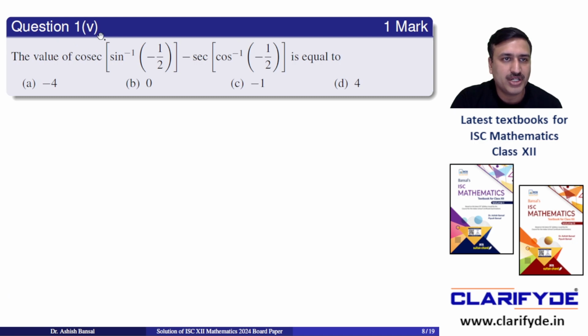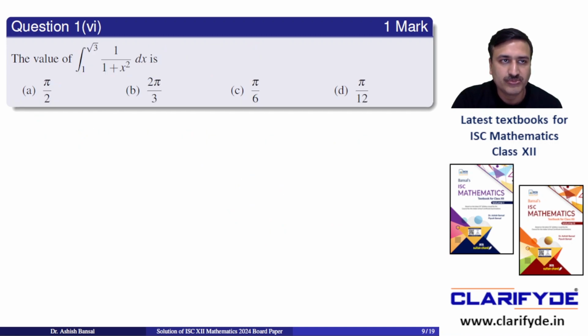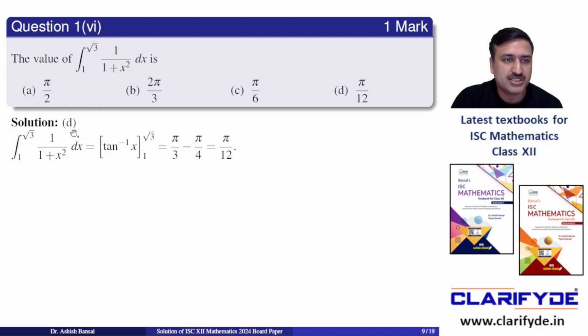Question number fifth part. We have to find the value of this expression out of these four choices. If you look carefully, cosecant sine inverse minus half can be written as cosecant minus sine inverse half, and similarly this expression can be written in this way, which can be simplified to get the value as 0. So the correct option is B. Question number sixth part. We have to find the value of this definite integral. The correct option is D, which is very well clear from this solution.